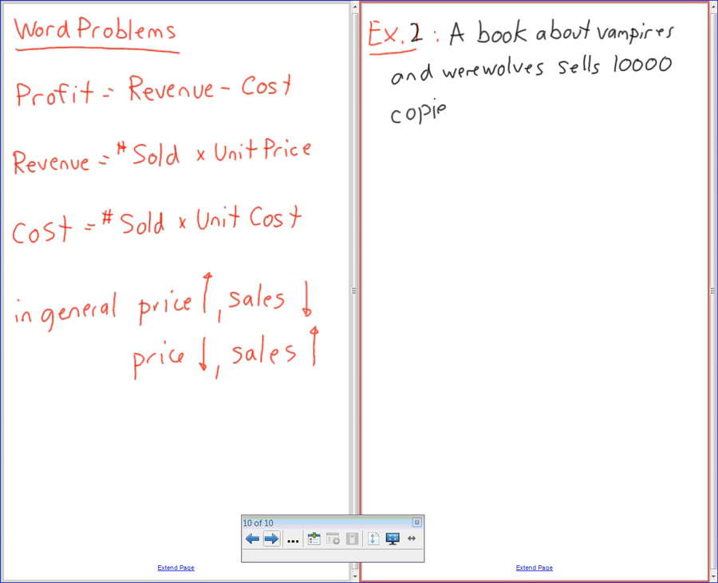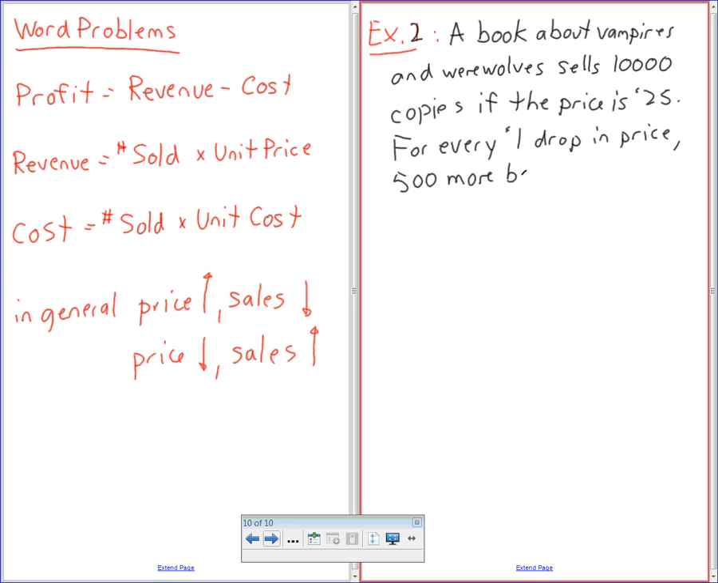Okay. If the price is $25, for every $1 drop in price, 500 more books are sold. At what price will maximize revenue?